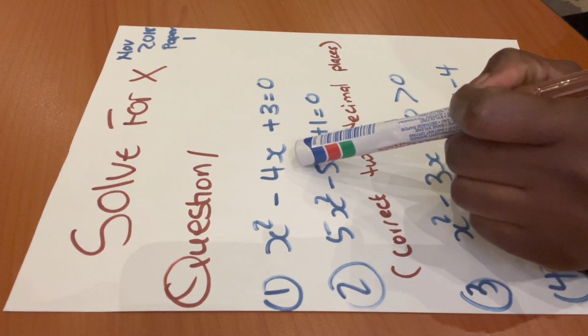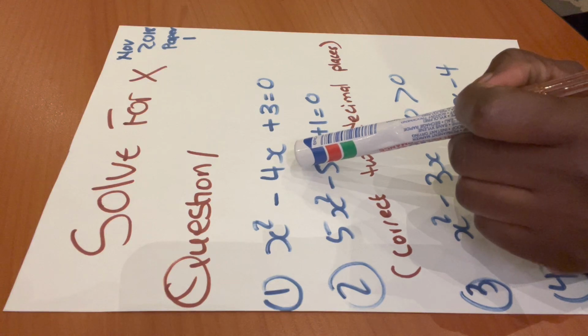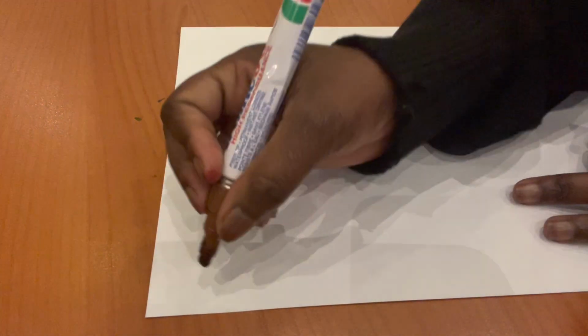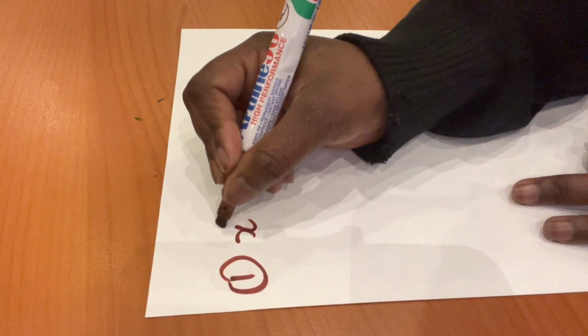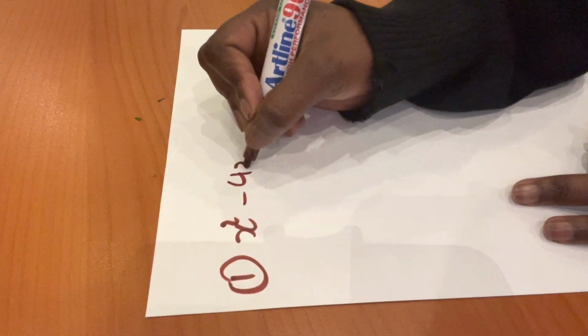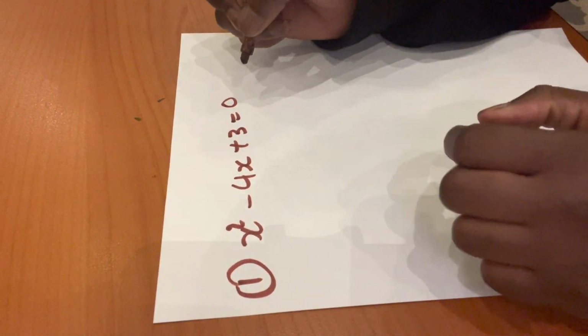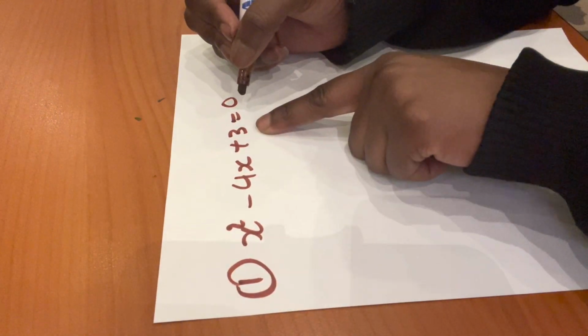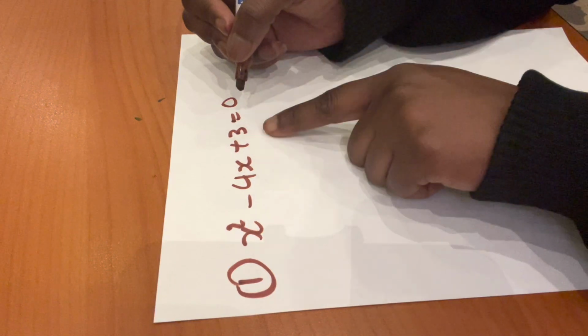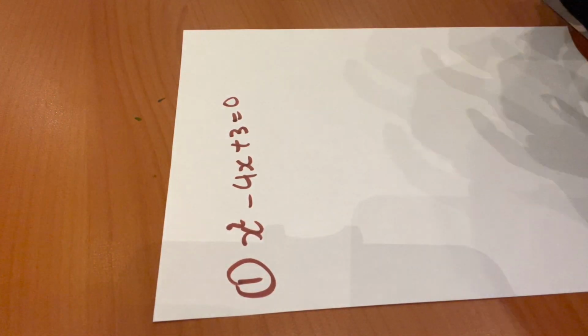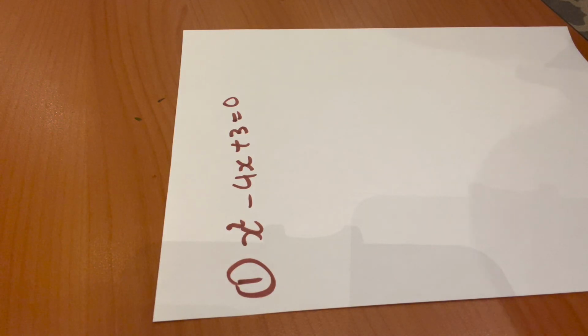When you are given such a question in the exam, the first thing I want to do is look for factors. I'm given x squared minus 4x plus 3 equal to 0. The first thing I want to do is look for factors of 3 that, when added or subtracted, will give me a minus 4.